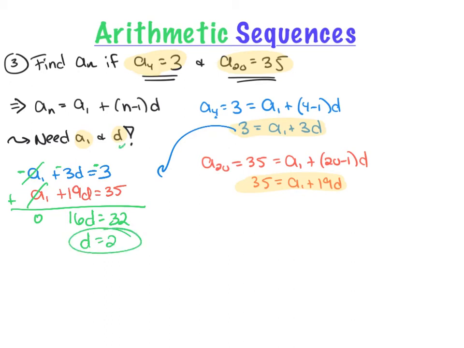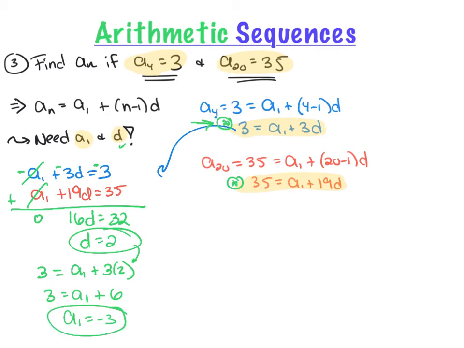Great, first one done. Now to find the other variable, A1, we're just going to plug D equals 2 back into any of our equations that have A1 and D. I think I'm going to use this equation right here. So we would have 3 equals A1 plus 3 times D, which we now know is 2. So 3 equals A1 plus 6. So A1 is -3.